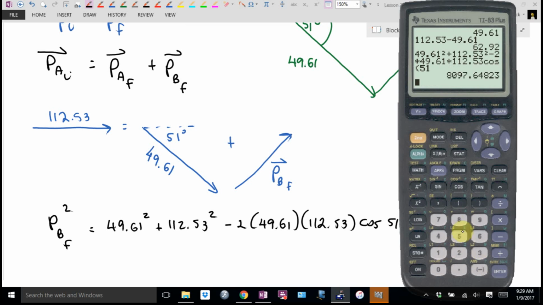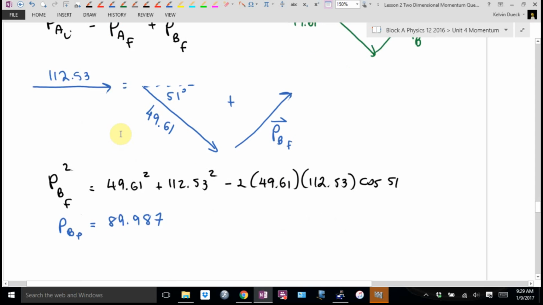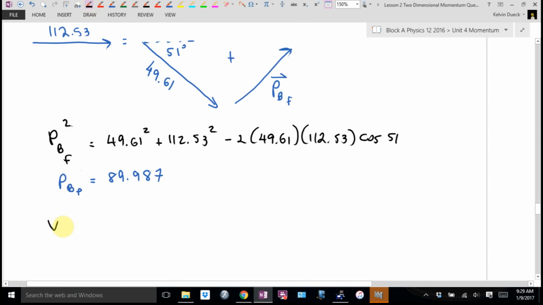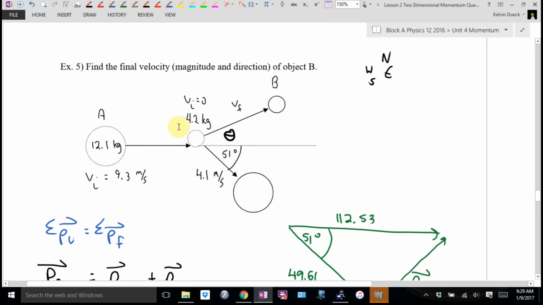Cos 51, you get 8,097, and then don't forget to square root. Do you get 89.987? I'll round off to there, 89.987. Of course, that's the momentum. I want the velocity of object B, so I'm going to take that 89.987 and divide it by the mass. There it is in the picture, 4.2.